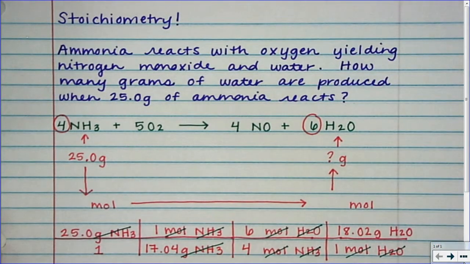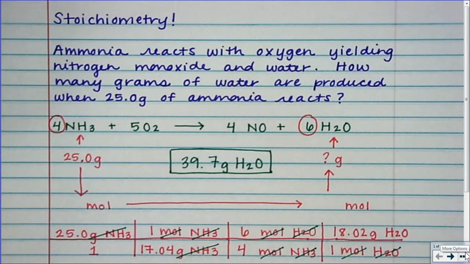So when we go ahead and multiply this out, divide at the very end, what I want to do is do 25 times 1 times 6 times 18.02 and get an answer for that. 17.04 times 4 times 1, get an answer for that. And then you just divide those two answers. So let me go ahead and get an answer up there for you, and we'll talk about a few more little things that can change within your stoichiometry problems. But for the most part, it's going to stay pretty consistent here.